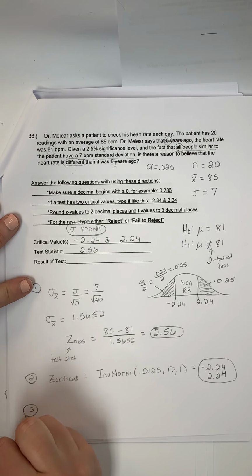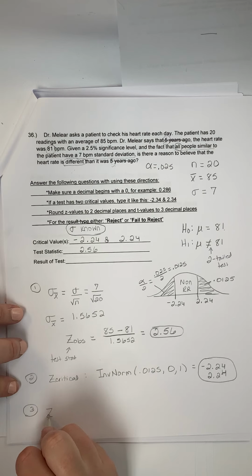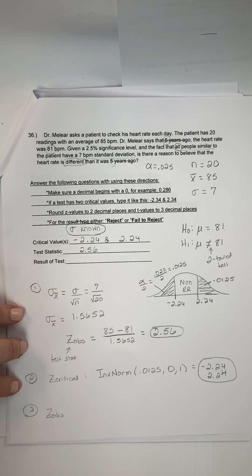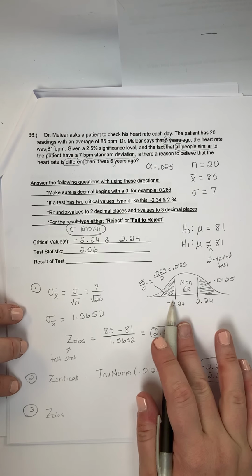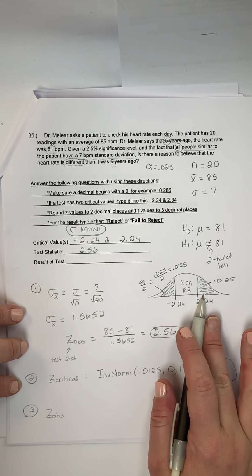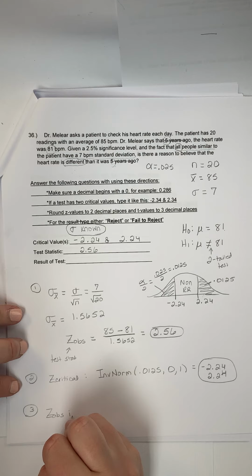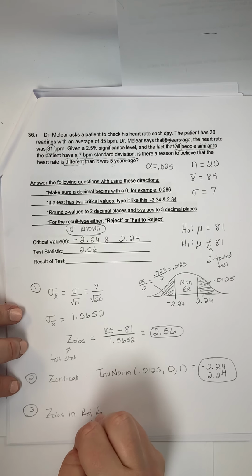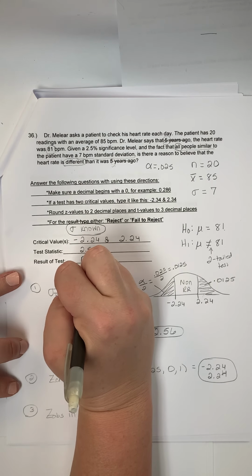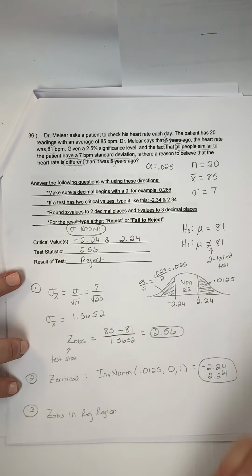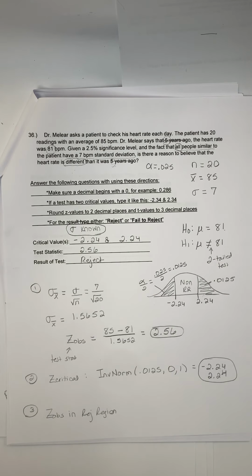All right, step 3, check your z observed. Put your test statistic and see where it falls. Here we go. Where does 2.56 fall? Right about in here, right? That's in a rejection region. So what am I going to write as my result? Reject. And there we go.